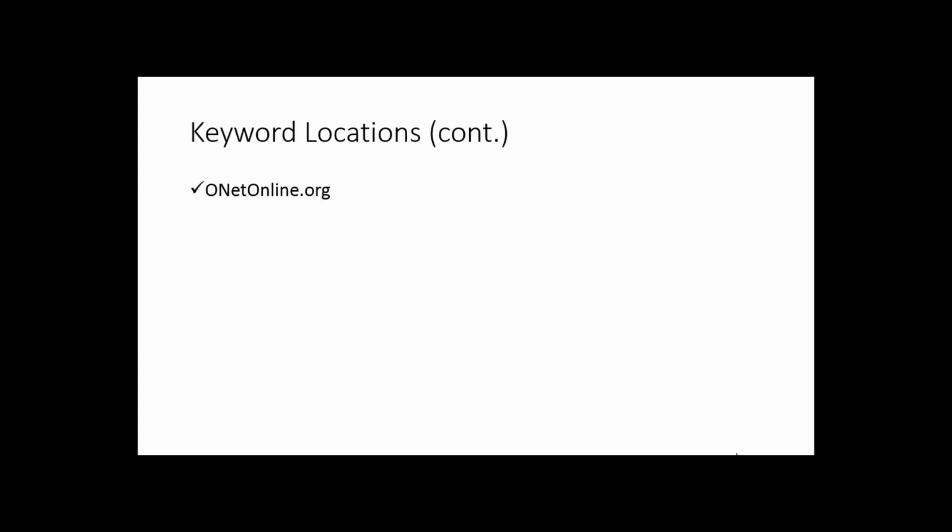onetonline.org is a website outside of the federal government. It does not have a .gov website address, but it does come in handy, and I'll show you what it is. But essentially you can type in a job title and it will lay out a breakdown of all of the knowledge, skills, and abilities that job title typically requires. So it's really handy.